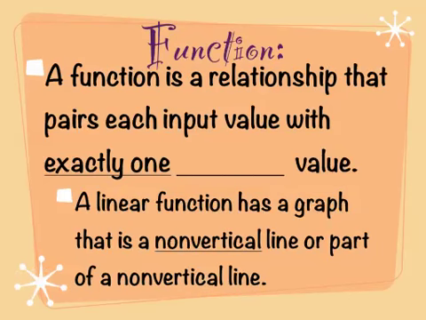A function is a relationship that pairs each input value with one output value. A linear function has a graph that is a non-vertical line or part of a non-vertical line. So we're going to start talking about functions, and in particular linear functions. Non-vertical means that it is not a straight up and down line. So a linear function has a graph that is a non-vertical line or part of a non-vertical line.